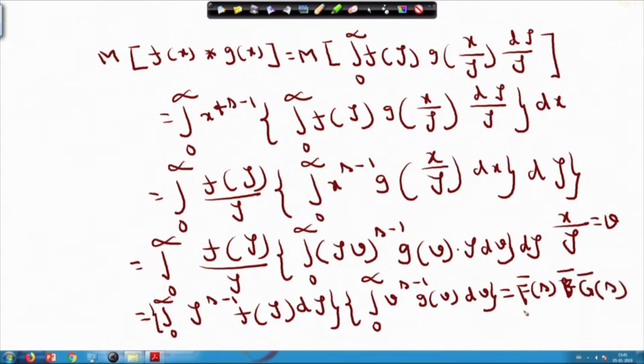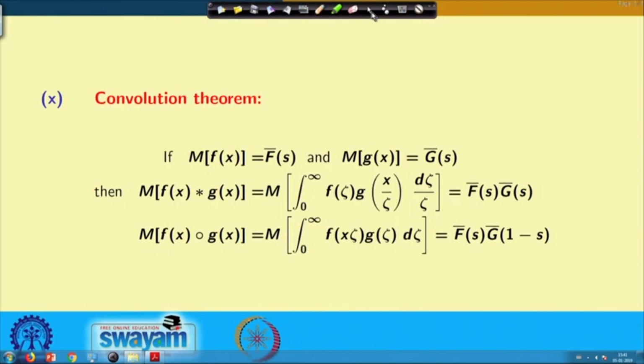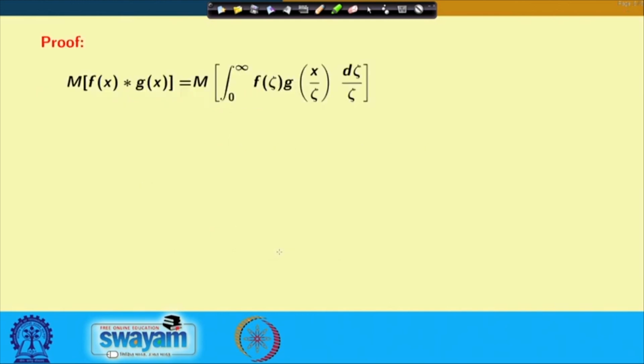So we obtain the proof of this one: the Mellin transform of f(x) star g(x) equals F̄(s) into Ḡ(s). I hope the proof is clear. Let us just see it once more in the first part of the proof, because it has two parts. We have shown the first part of the proof.